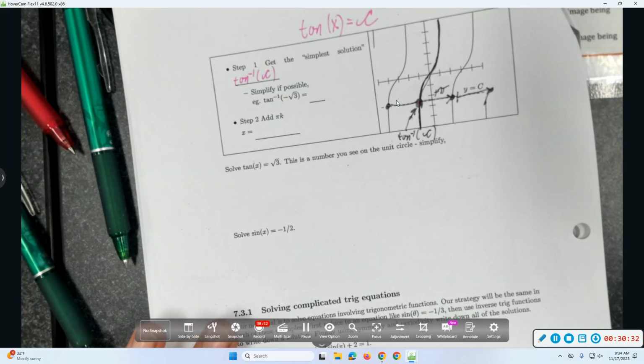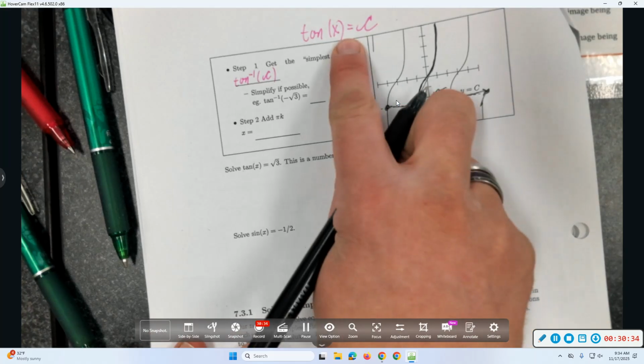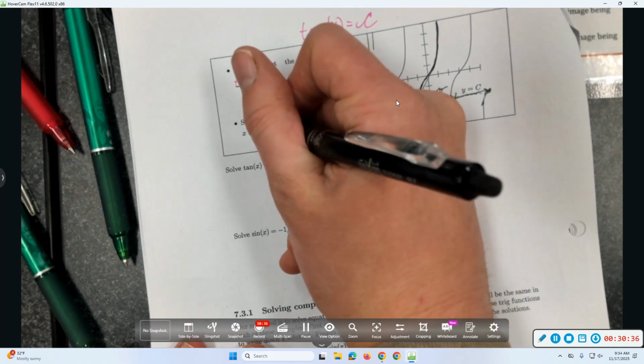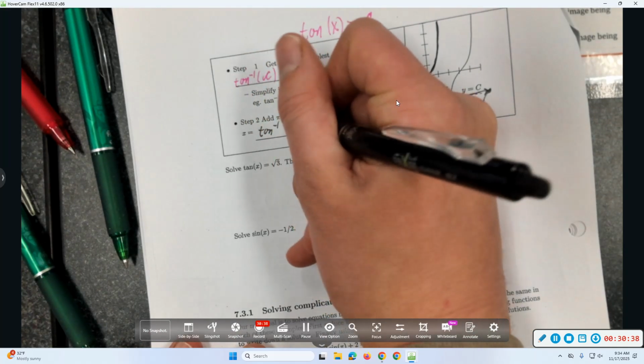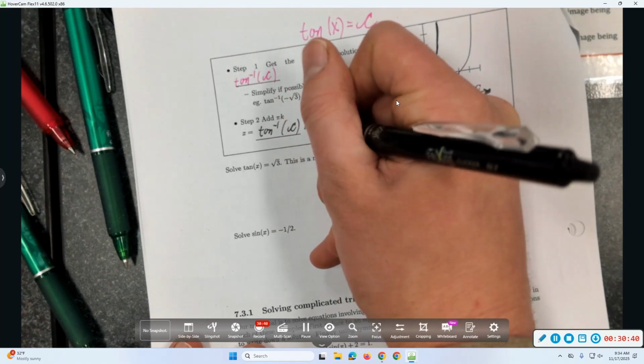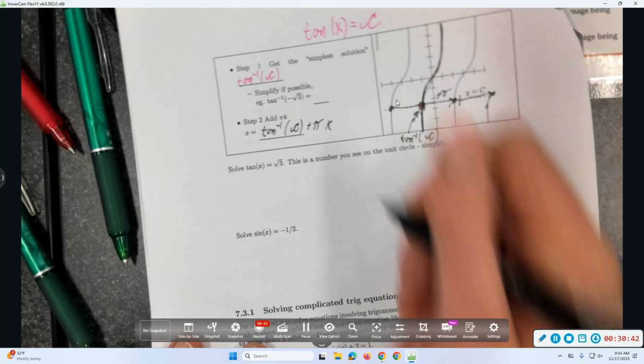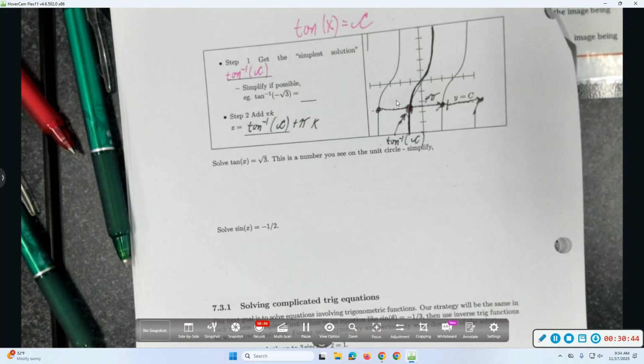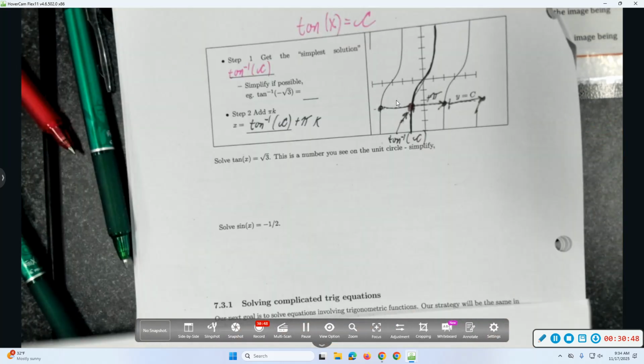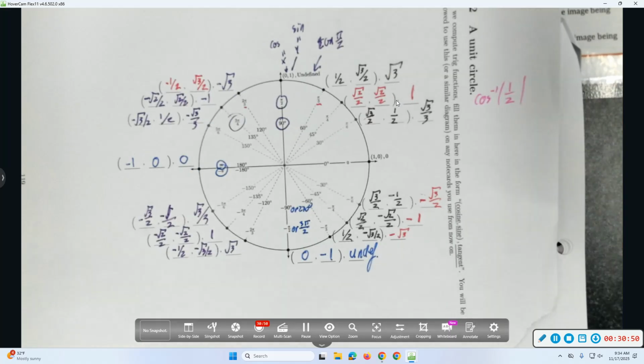Nice. If you want to solve an equation involving tangent of x equals a number, it's just inverse tangent of whatever that number is, plus pi k, and then simplify. For example, negative root 3. Tell me, what is the inverse tangent of negative root 3?